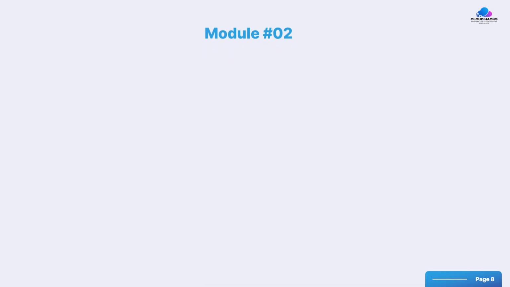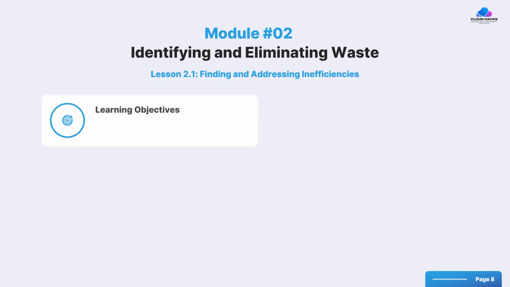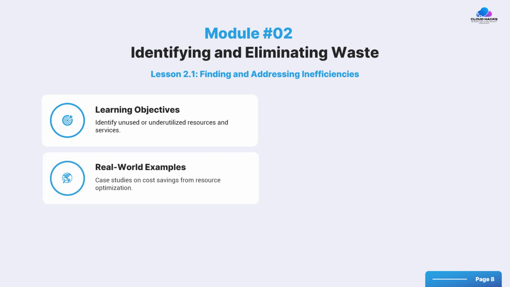Module 2. Identifying and eliminating waste. Lesson 2.1, Finding and addressing inefficiencies. Learning objectives. Identify unused or underutilized resources and services. Real-world examples. Case studies on cost savings from resource optimization.